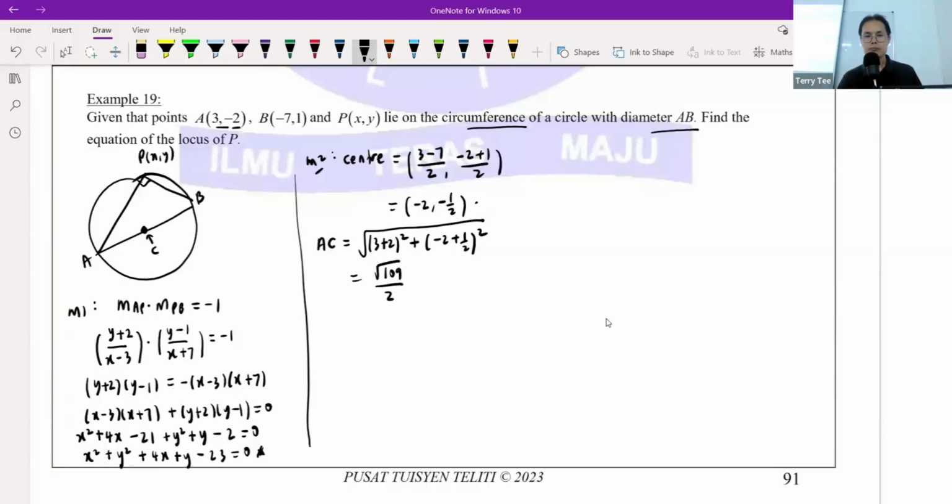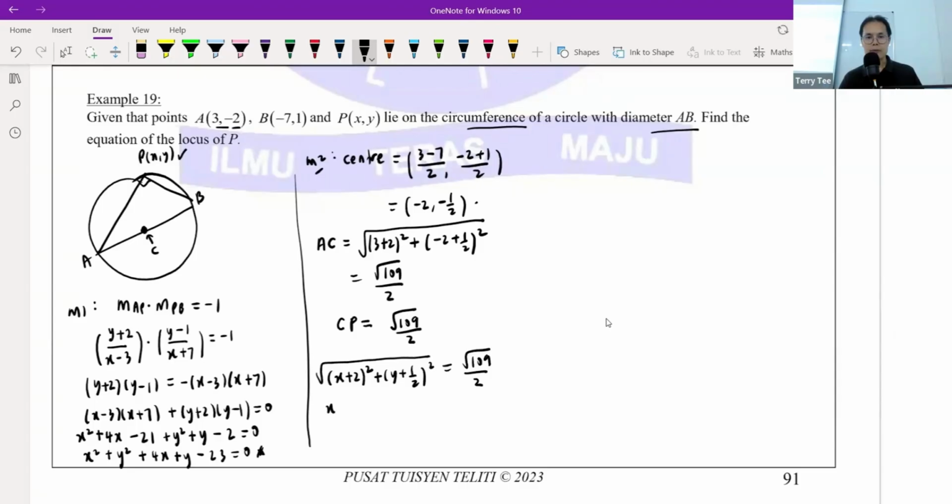So remember, P is a moving point, C is a fixed point, and the radius is constantly root 109 over 2. So let's use a formula. We've done this before, right? Constant distance from a fixed point. Your x and y is your locus P here. C, the center, is at -2, -half. This is equal to root 109 over 2.